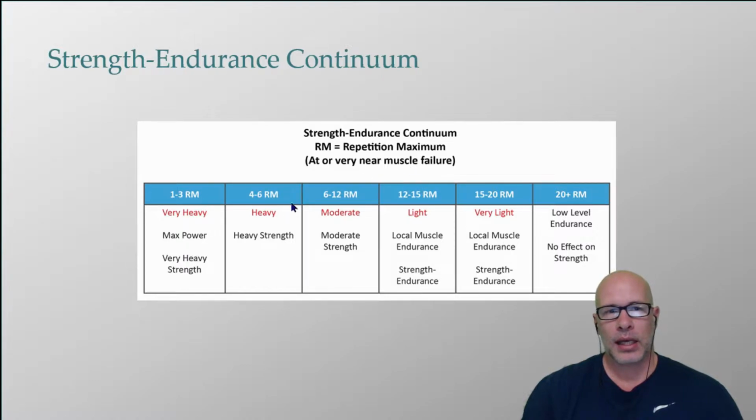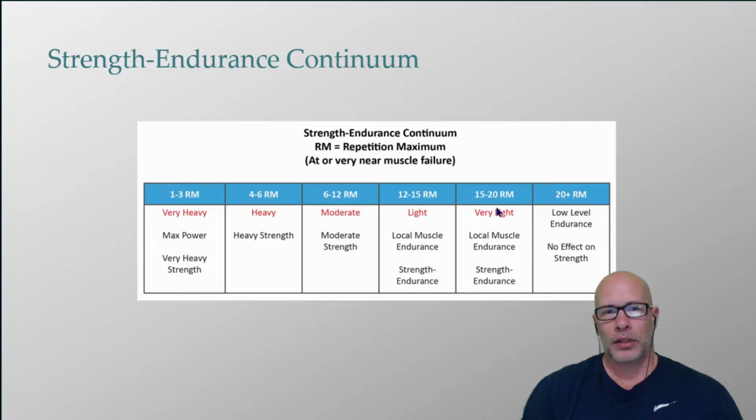So assuming that that's the case, then in the 1 to 3 repetition range, you're lifting very heavy weight and your body will respond for what's called maximum power or very heavy strength. In the 4 to 6 repetition range, you're lifting heavy weight and your body will respond for what's called heavy strength. In the 6 to 12 repetition range, you're now lifting moderate weight and your body will respond for moderate strength, or this is classically known as a hypertrophy or muscle growth range, but I covered that in a little bit more detail in the last video that I created.